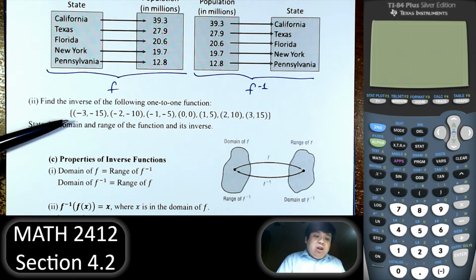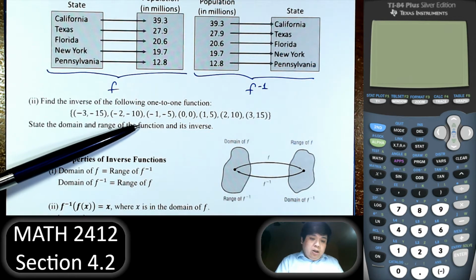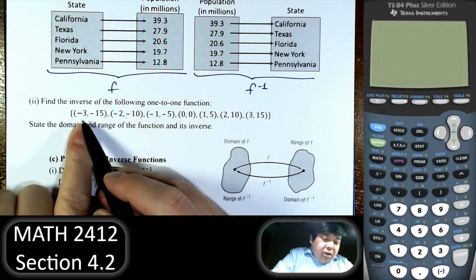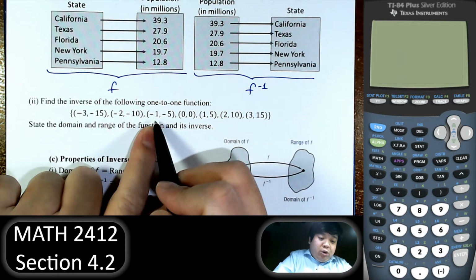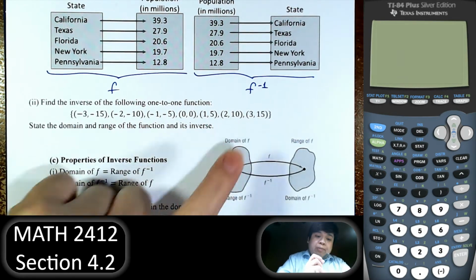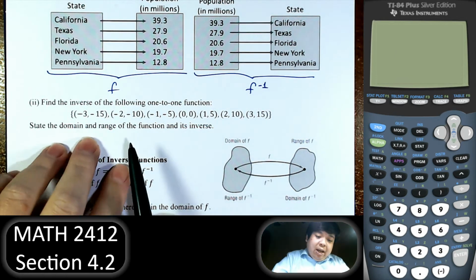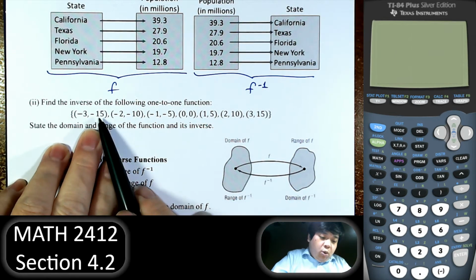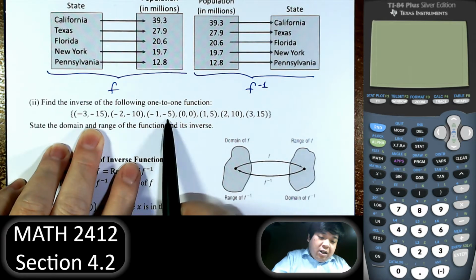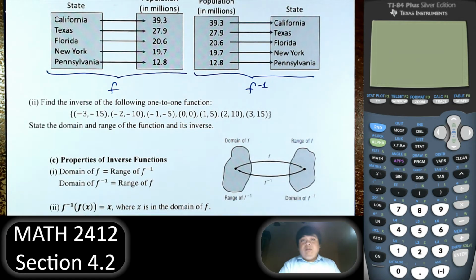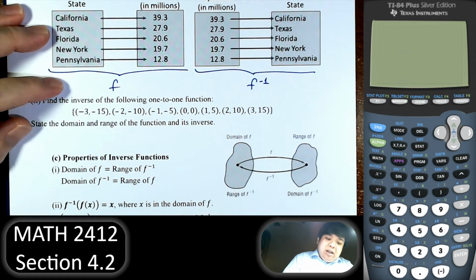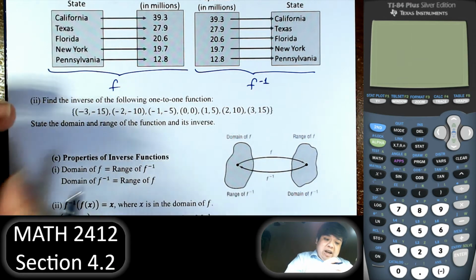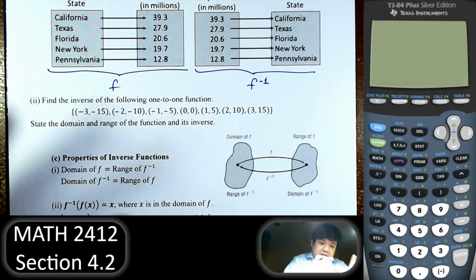Right. Find the inverse of the following function. First we check all the elements in the first entry in the domain: -3, -2, -1, 0, 1, 2, and 3. It is a function. Now, is this a one-to-one function? Look at the y values: -15, -10, -5, 0, 5, 10, 15. That's good. So we have one x and one y. In that case, if we want to find the inverse, it is very easy. We just reverse the x and y. I mean, reverse the components.